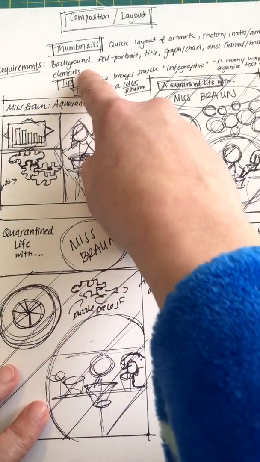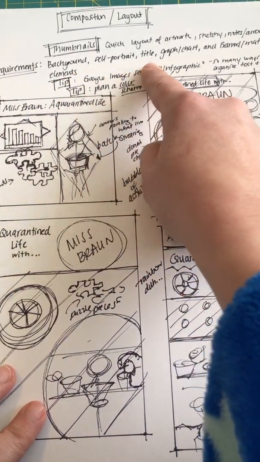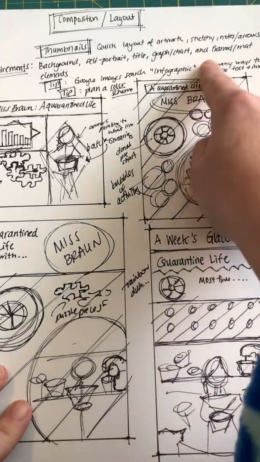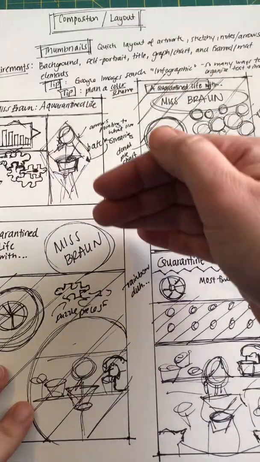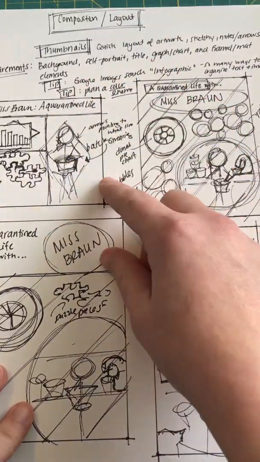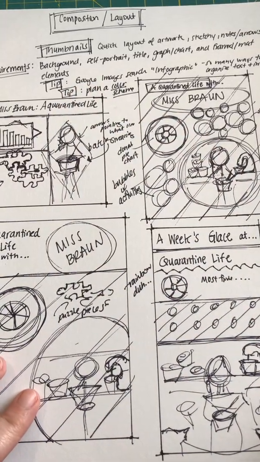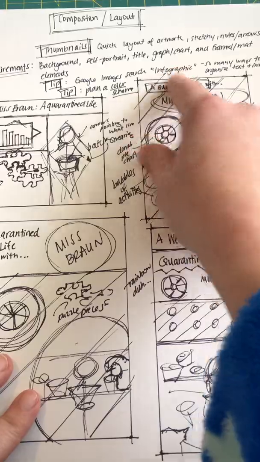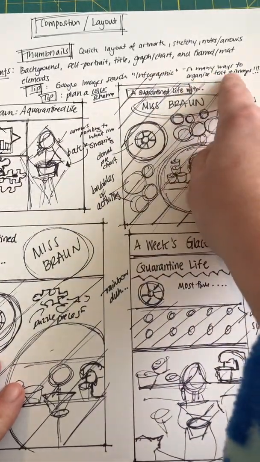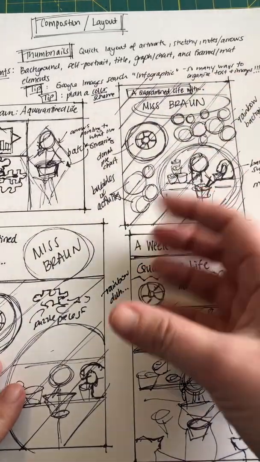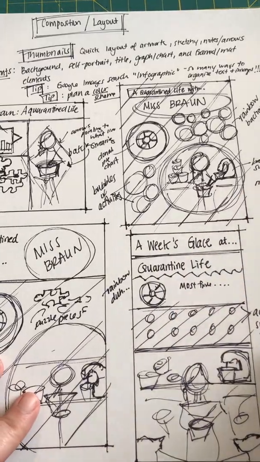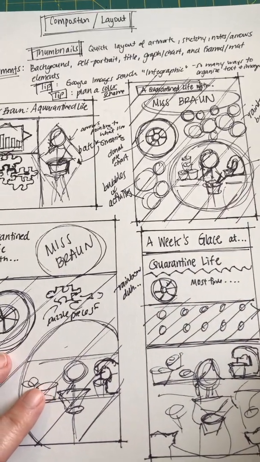You must do a background, a self-portrait, a title, a graph and chart, and some sort of framed and matte elements behind these other things listed here. Couple tips for you if you've never seen or done infographics before. I would go to Google Images and search infographic. There are so many different ways to organize text and images. You can get a lot of inspiration from looking at infographics that already exist.